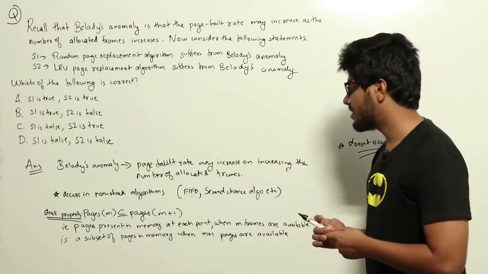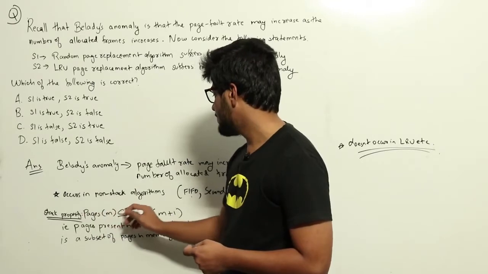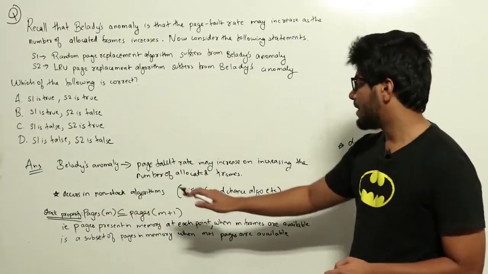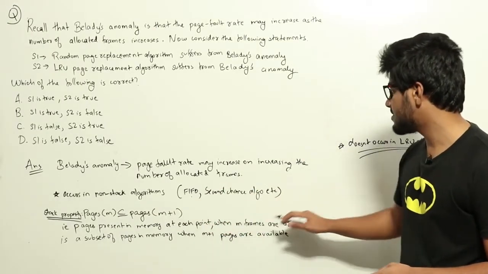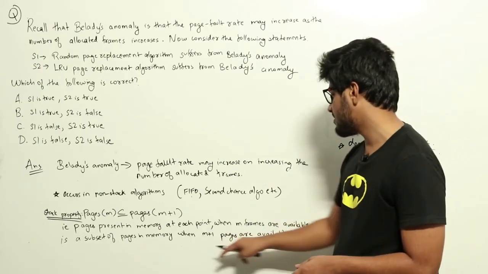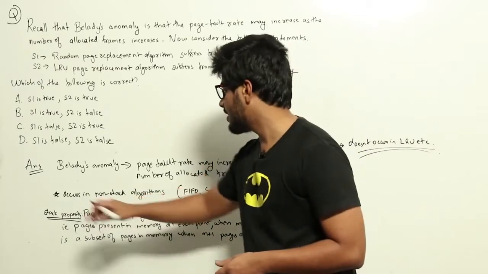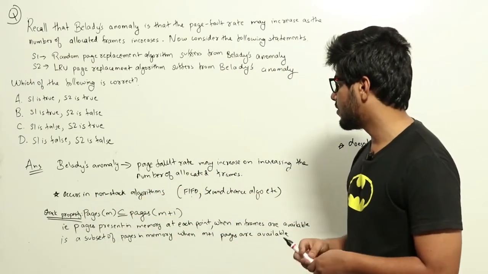So what is stack property? Stack property states that pages of M is a subset of pages of M plus 1. What I've written here is that pages present in memory at each point when M frames are available is a subset of pages present in memory when M plus 1 frames are available. So this is a stack property. Algorithms such as LRU follow stack property, so Belady's anomaly doesn't occur there.